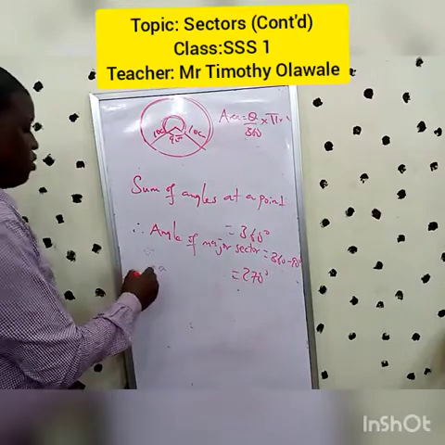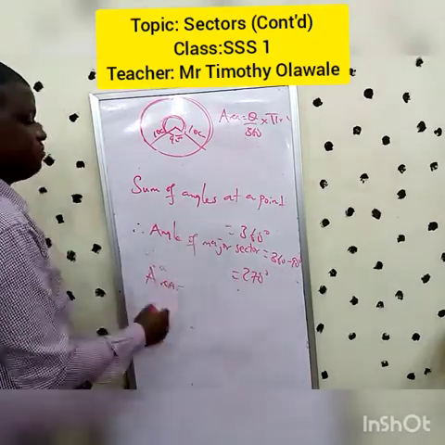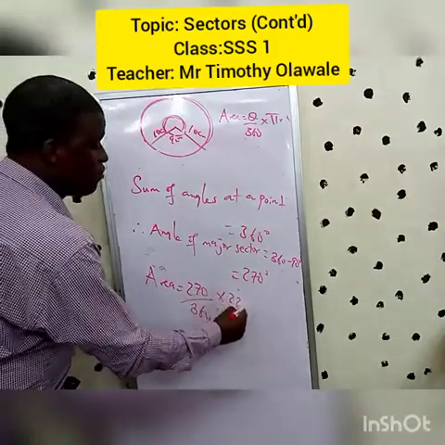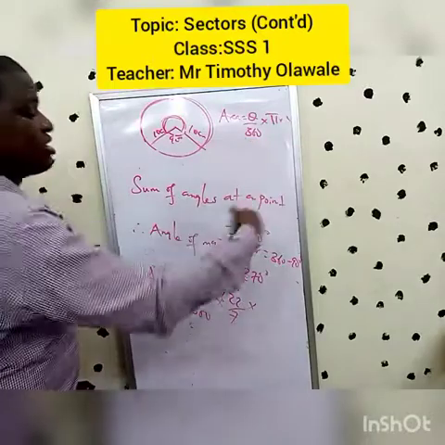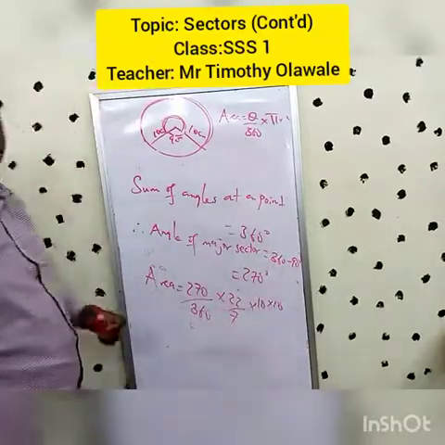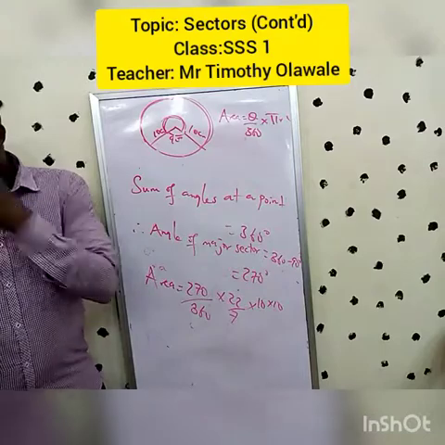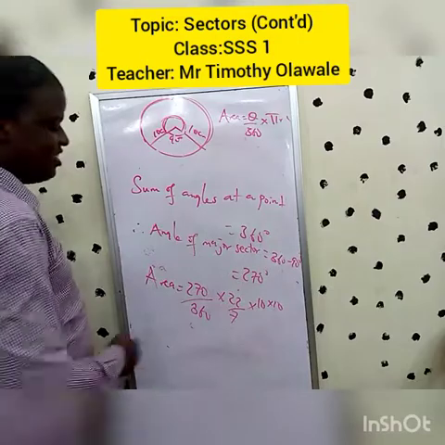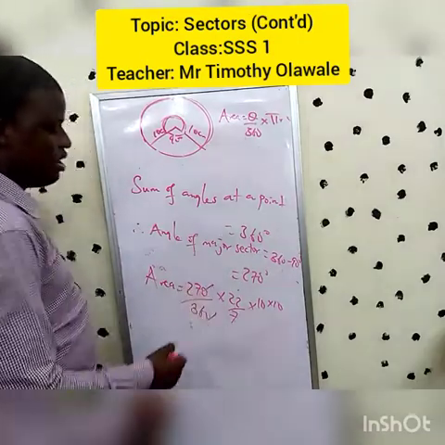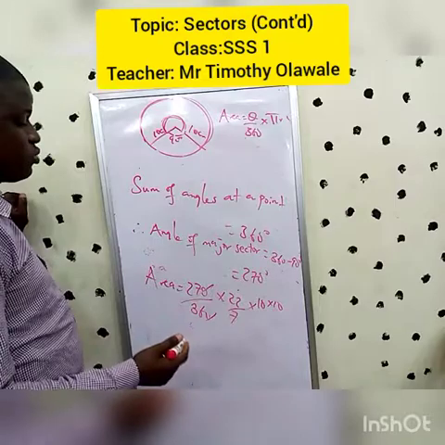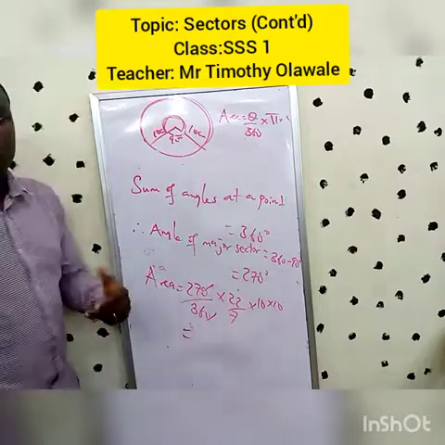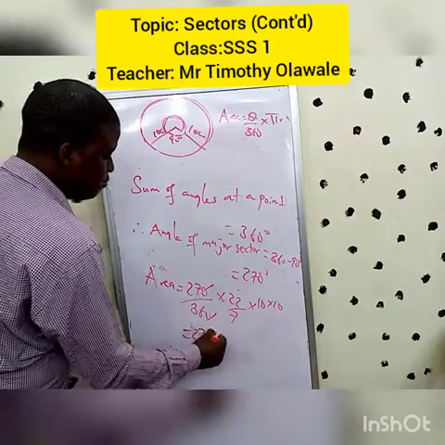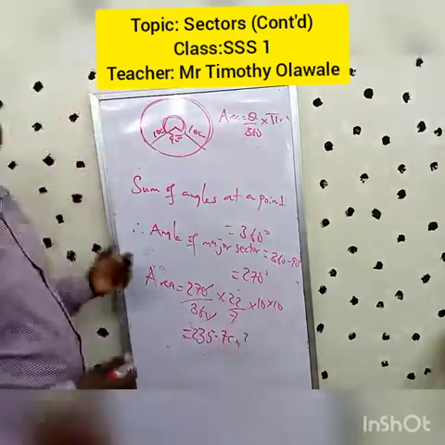Is that clear? So we have area of the sector will now be 270 over 360 times 22 over 7 times 10 squared. R squared is 10 squared, which is 10 times 10. Is that clear? So when we solve it properly, let's try to see what we can cut here, the usual cut, 0 cancel 0, right? And I think that's the best we can go for now. If we solve it properly, if you use a calculator, you're going to get 235.7 centimeters squared. Is that clear?